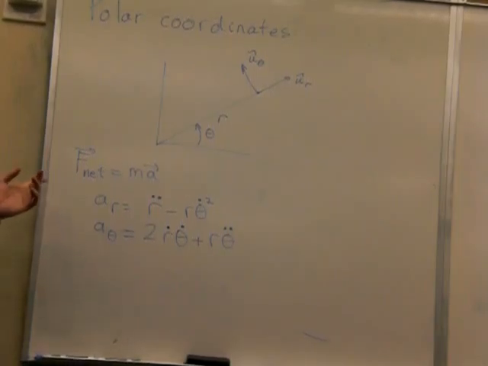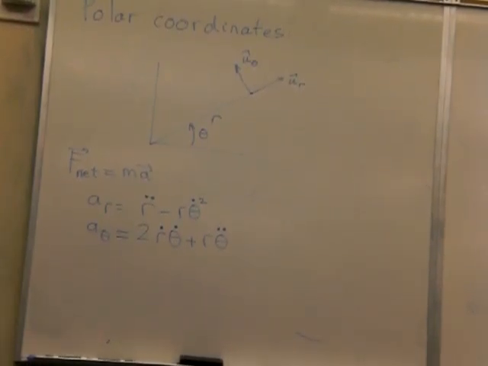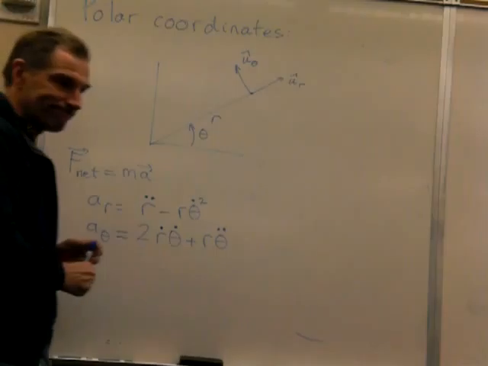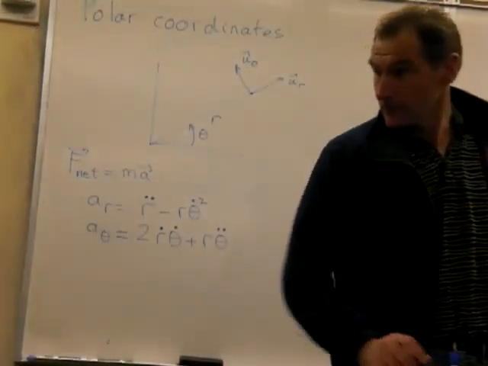So you're going to have a radial component of F and a transverse component of F. So it's going to be F r and F theta. And you might get an F z. So then you can say F r is equal to m times a r, and F theta is equal to m times a theta. So let me grab my folder.